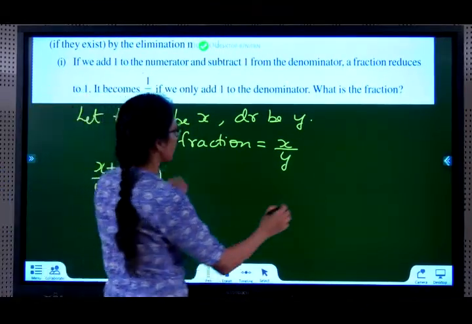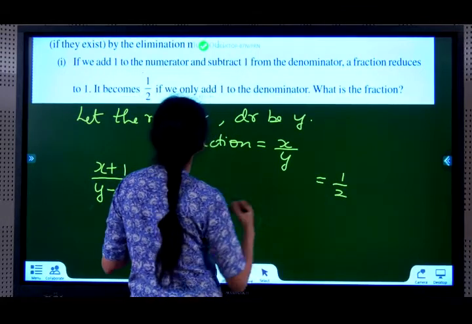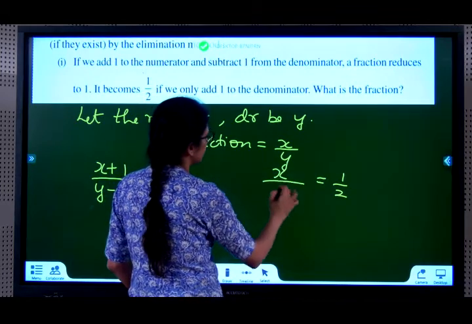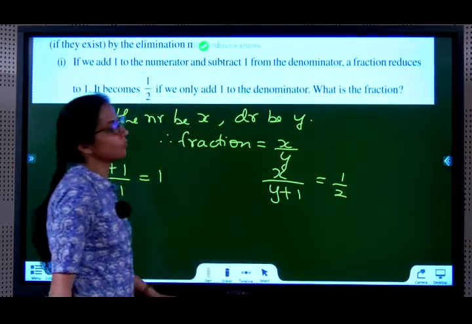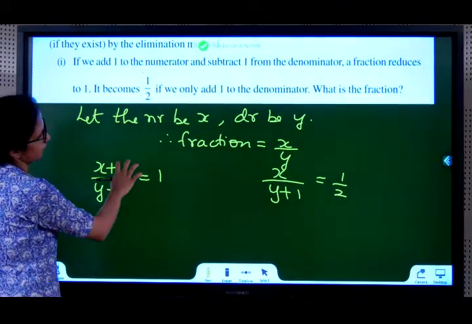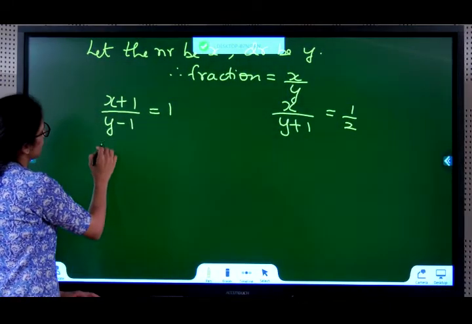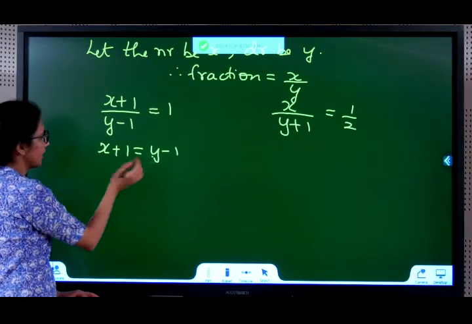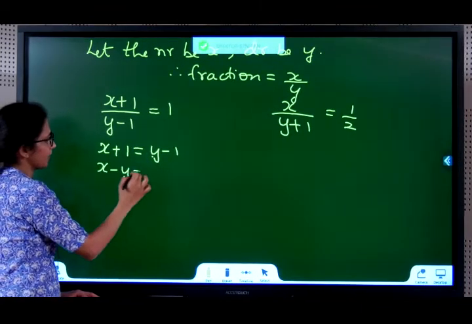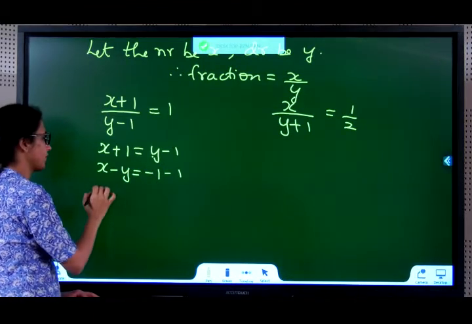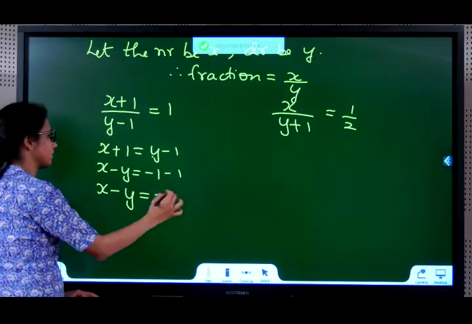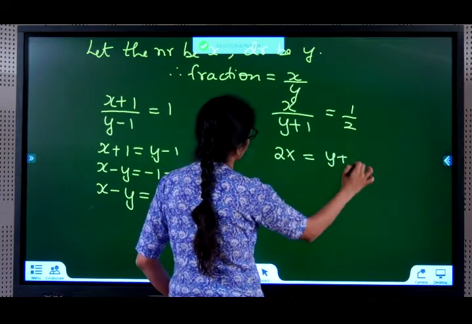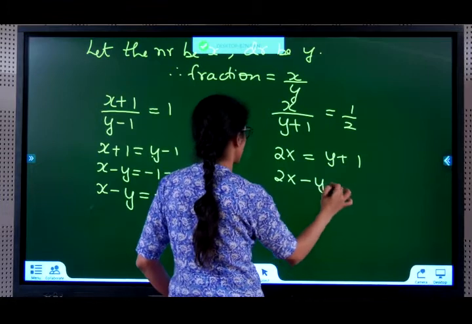If it becomes 1 by 2, the fraction becomes 1 by 2 if we only add 1 to the denominator. What is the fraction? So cross multiply, x plus 1 is equal to 1 into y minus 1, so y minus 1. Bring the y this side, x minus y is equal to minus 1 minus 1, x minus y is equal to minus 2. 2x is equal to y plus 1, 2x minus y is equal to 1.